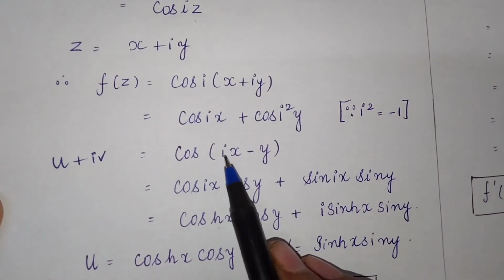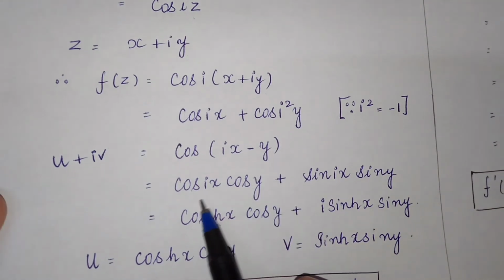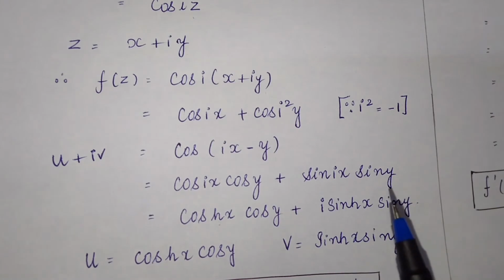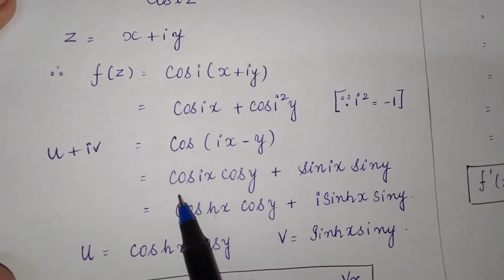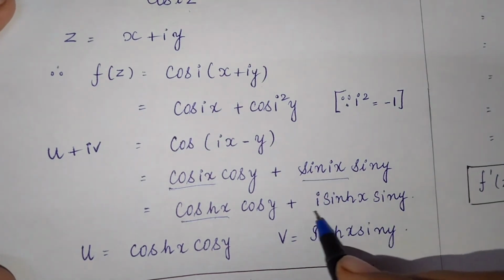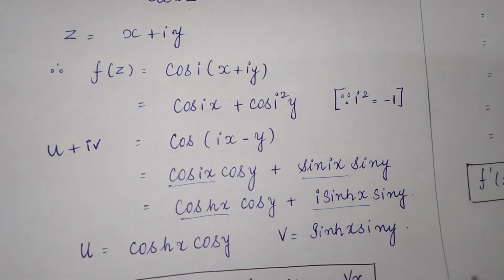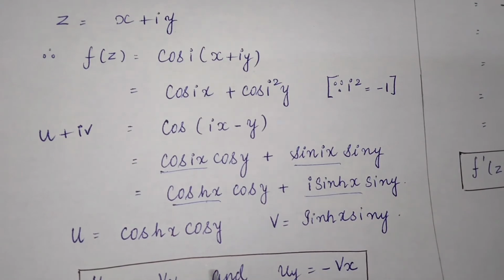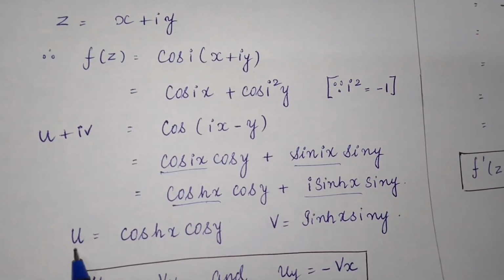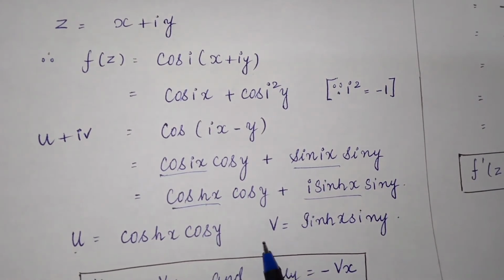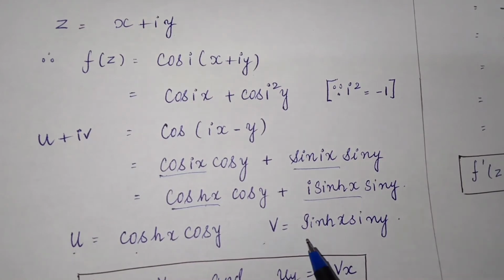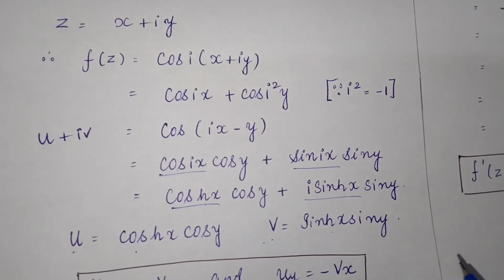Now we can apply the cos A minus B formula, that is cos A into cos B plus sin A into sin B. But the value of cos ix is again cos hx, and the value of sin ix is equal to i sin hx. So put that value and we finally get this term. So from this term we get u, that is the real part, and v, that is the imaginary part. So u is cos hx into cos y and v is sin hx into sin y.